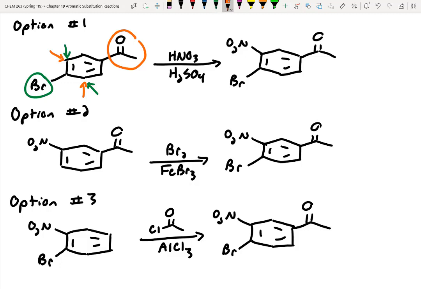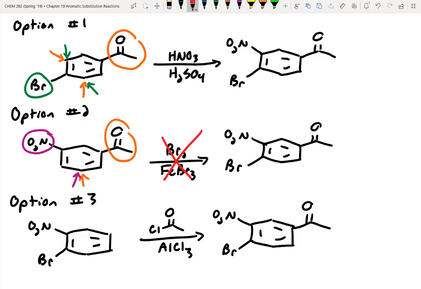We already said that this group will be an ortho-para director. The only available meta position is right there. And then over here we've got our nitro group. What would that do? Meta as well. Only meta position would be right there. Does this reaction look good? No, you could theoretically do it, but you wouldn't get the right product, right? You would get a 1,3,5 substituted benzene. So that wouldn't work because we would get the incorrect regiochemistry.